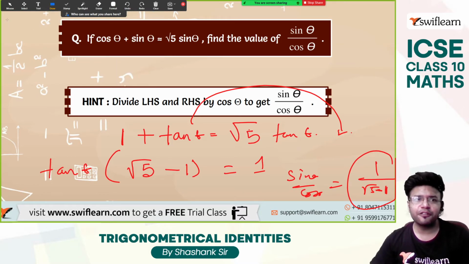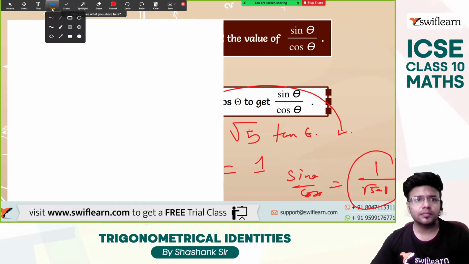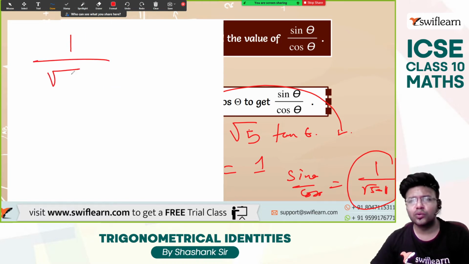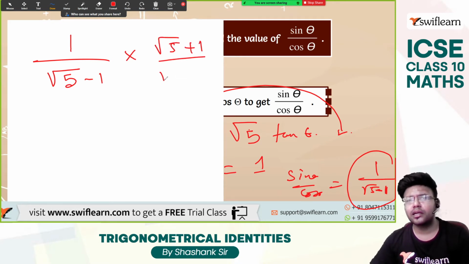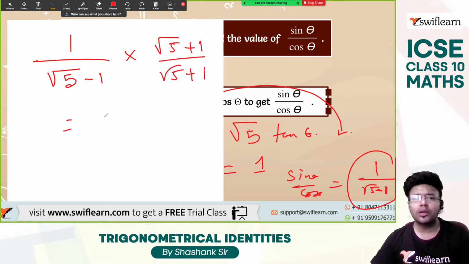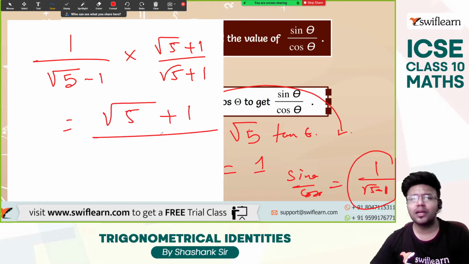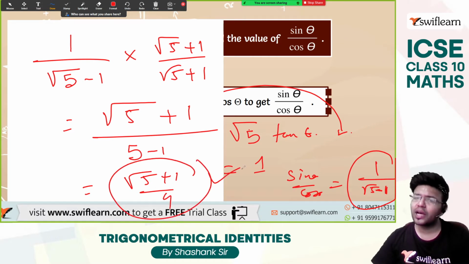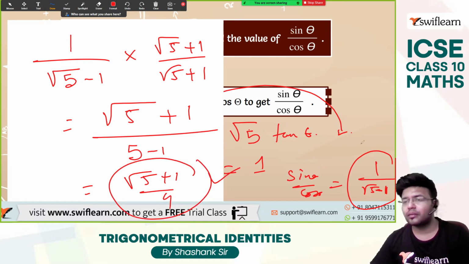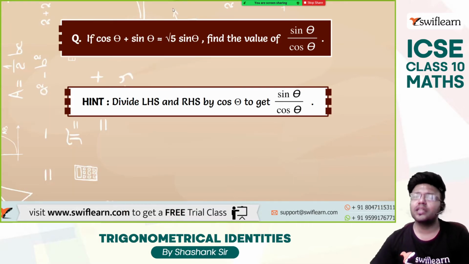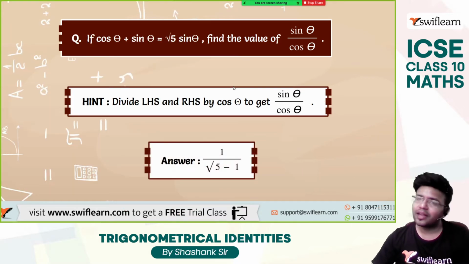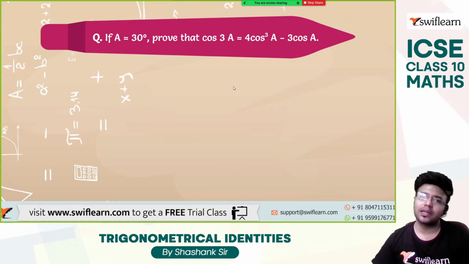If I simplify this, 1 by square root 5 minus 1 into square root 5 plus 1 by square root 5 plus 1. So this will be square root 5 plus 1 divided by 5 minus 1. A minus b into a plus b is a square minus b square. So 5 minus 1, square root 5 plus 1 by 4. This is also the answer. We can write it separately, then this is also the answer. Let's see what answer they have given. They have given the first one. You can also rationalize this.